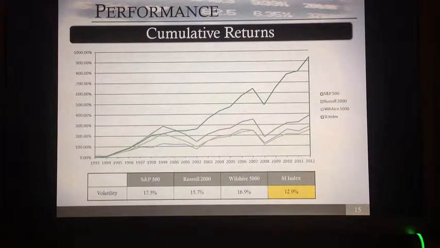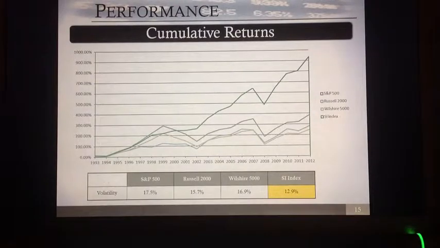That was because of the compounding effect, because the money they saved during the economic downturn gets compounded and eventually contributes to this over 900% cumulative return over the last 20 years. And again, SI index has the lowest level of volatility.